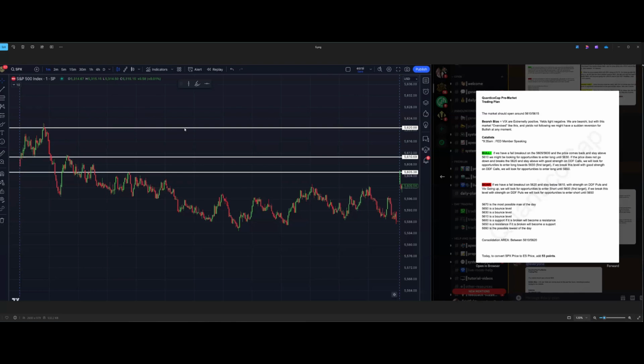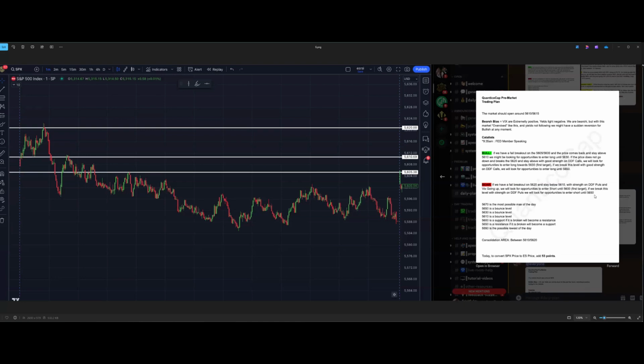Sounds good. If it's a bear market, then if you have a failed breakout on 56.20, which means if it fails to break out and it goes down, just like it's happening here, and it stays below the 56.10, so it has to break and stay below a 10-point difference, then we'll look for opportunities to enter short until 56.00. And if we break that target, then we'll look for opportunities towards 56.50.